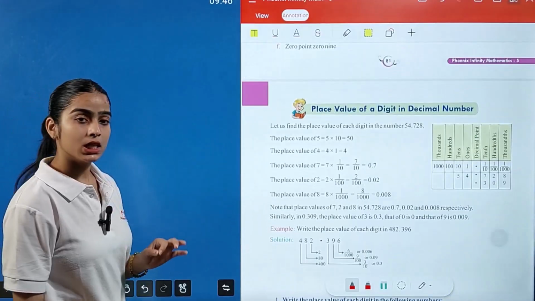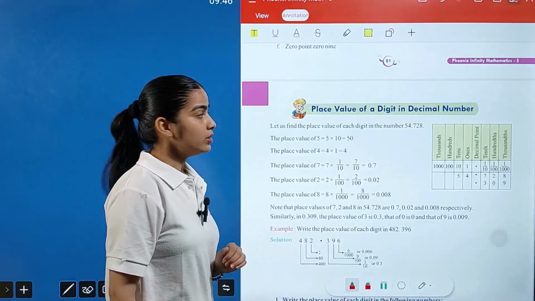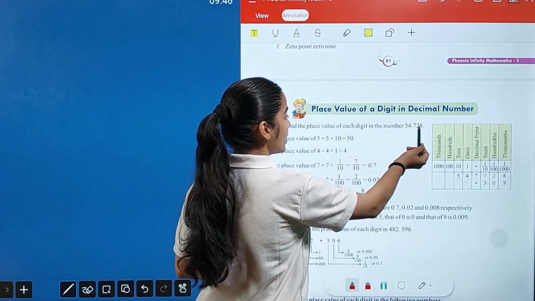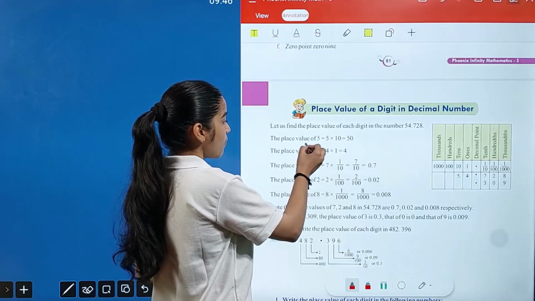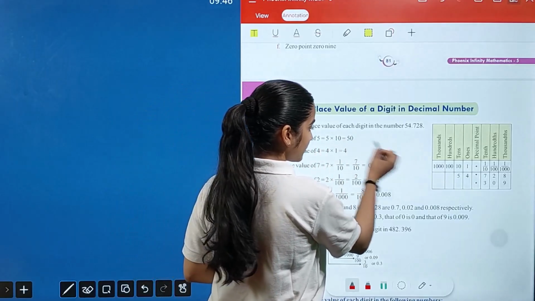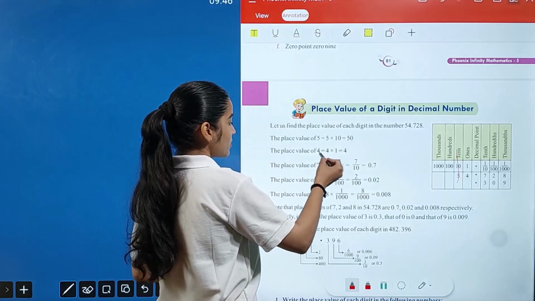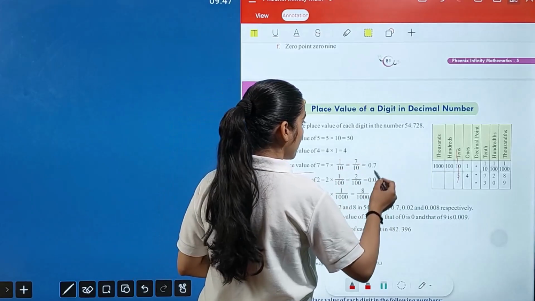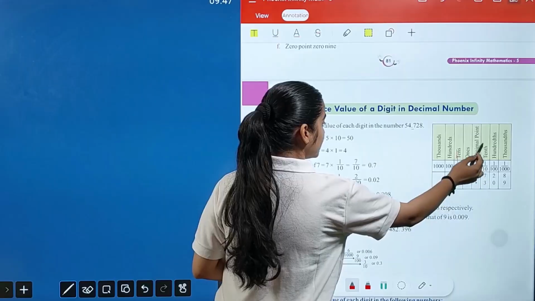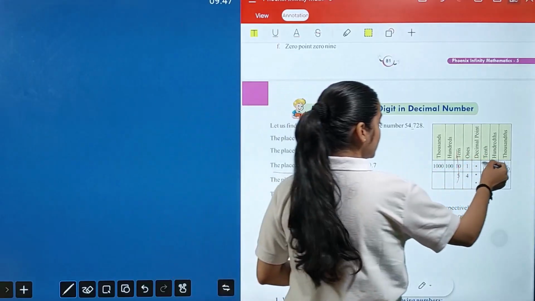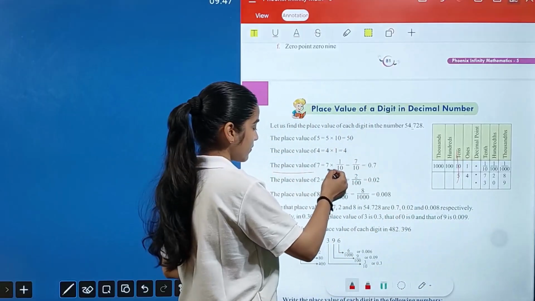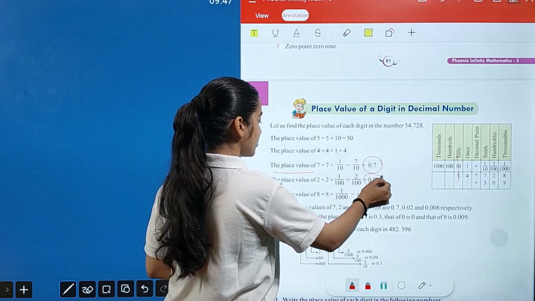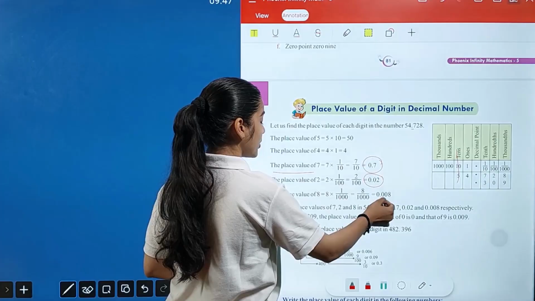Now, place value of digits in a decimal number. Let us find the place value of each digit in the number 54.728. The place value of 5 will be 5 multiplied by 10, because it is the tens place. 4 will be 4 multiplied by 1. 7 will be 7 multiplied by 1 upon 10. After the point, we have tenths, hundredths and thousandths. So 7 multiplied by 1 upon 10 is 0.7, 2 multiplied by 1 upon 100 is 0.02, and 8 multiplied by 1 upon 1000 is 0.008.